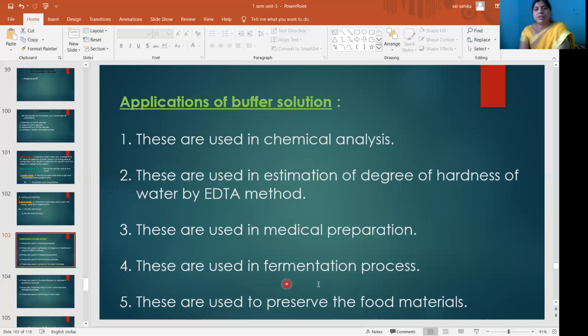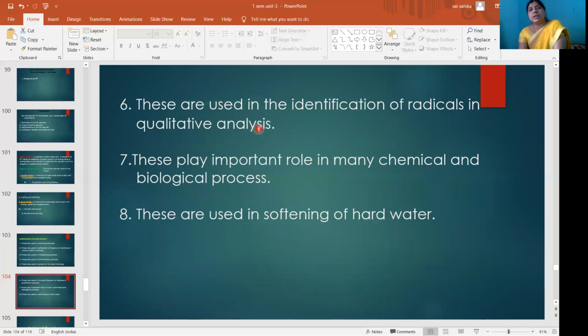These are used in fermentation process, and to preserve the food materials. And these are used in the identification of radicals in qualitative analysis. Radicals means odd electron atoms. And these play an important role in chemical and biological processes. Then these are used in softening of hard water, the conversion of hard water into soft water to remove the hardness. There we will use a buffer solution.